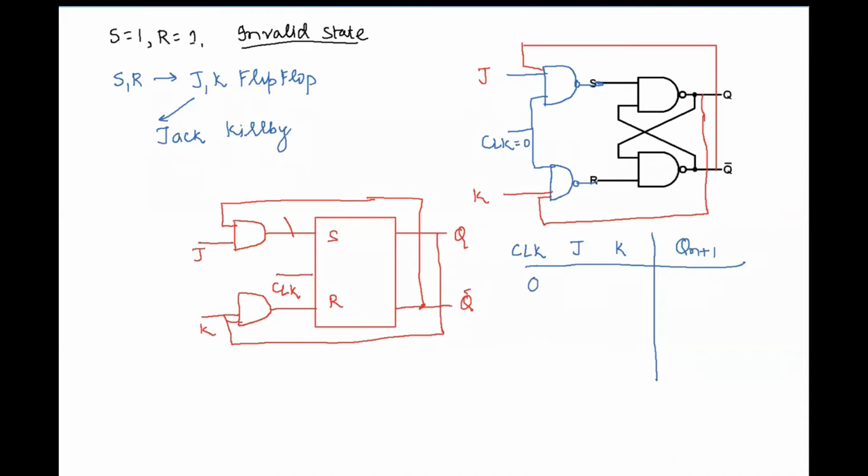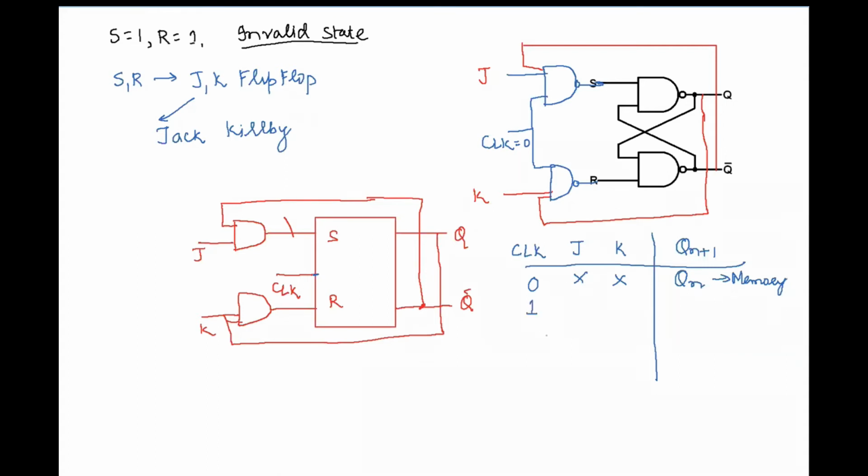If the clock is 0, that means the system is not operating and nothing will happen. No matter what you apply on J and K, your Qn will stay the same. This is memory. That means if your clock is 0, whatever you apply on J and K does not matter, your system will retain the previous output.